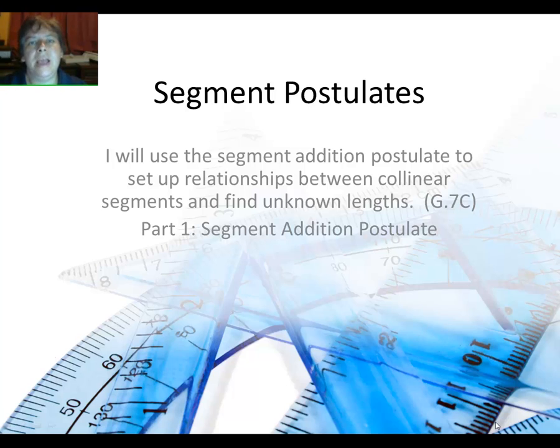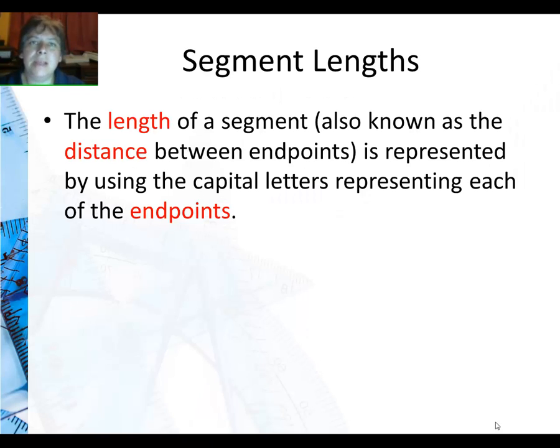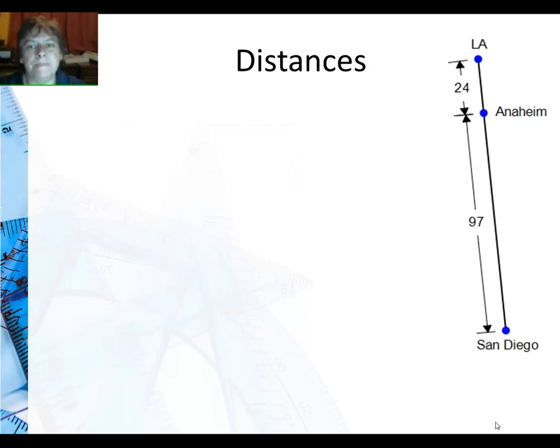Here we're going to look at the relationships between segments and parts of a segment and the whole. And we're going to use this in the segment addition postulate to find unknown lengths. So talking about segment lengths, the length of a segment, also known as the distance between the endpoints, is represented using the capital letters representing each of the endpoints. You do not need the bar over it. So for example, the length of segment AB would just be AB without the bar.